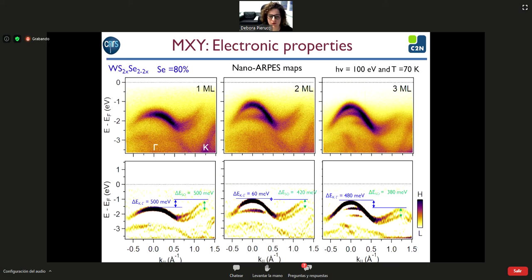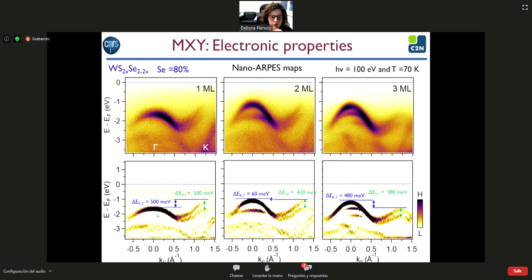So as we can see, for the monolayer, we have only one parabolic band at this gamma point. For the bilayer, we have two bands, for the 3-layer, 3 bands. So really, we are looking at this different stacking of this ternary alloy. If we have a look more in detail at the different properties.